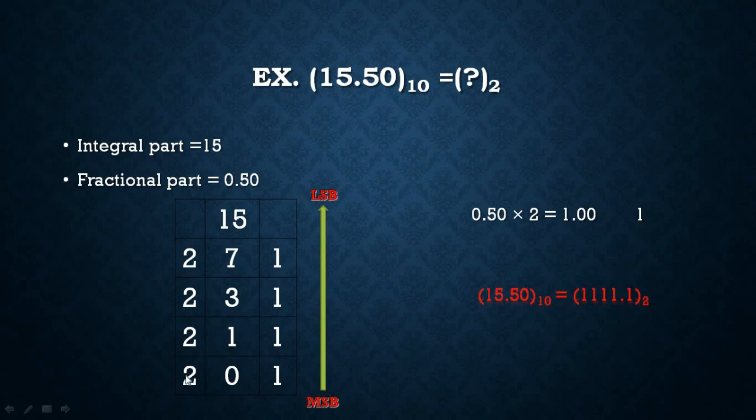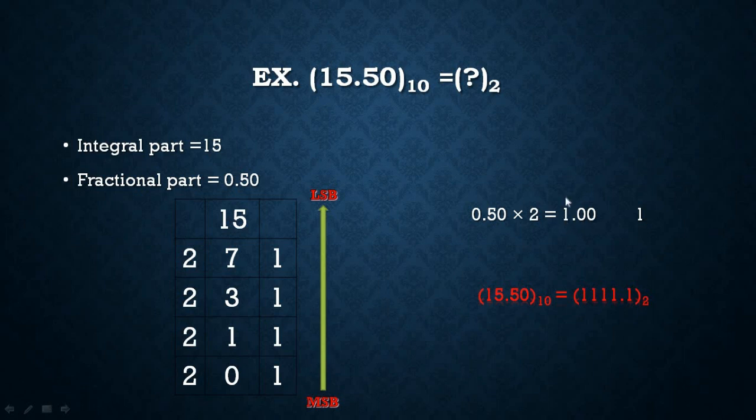Again this 1 is to be divided by 2, but it is not divisible, so the quotient becomes 0 and the remainder becomes 1. Now we write the result from bottom to top. So it becomes 1111 to the base 2 for the integral part. Now we focus on the fractional part. For the fractional part we write 0.50 into 2 is equal to 1.00.